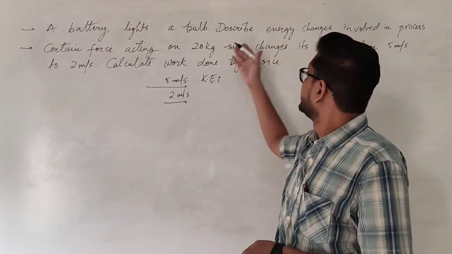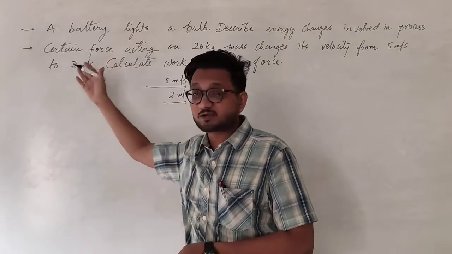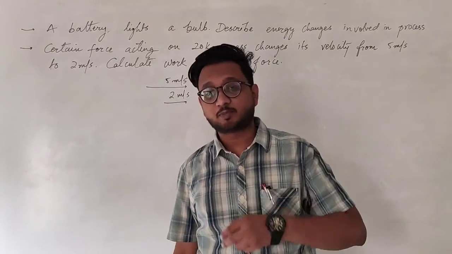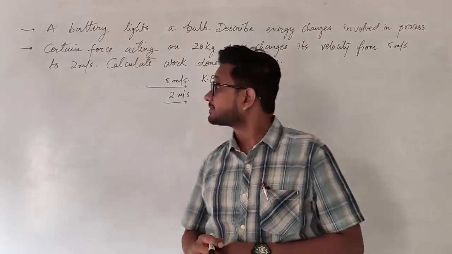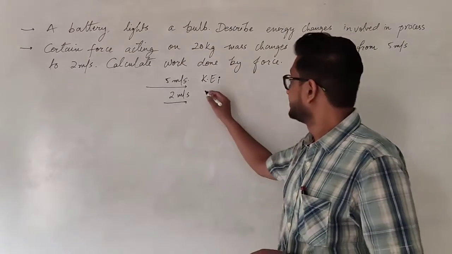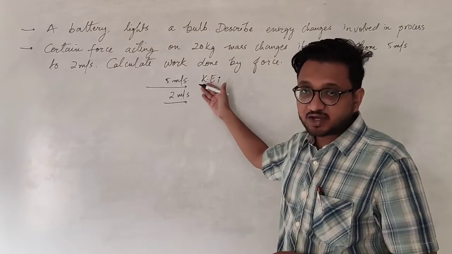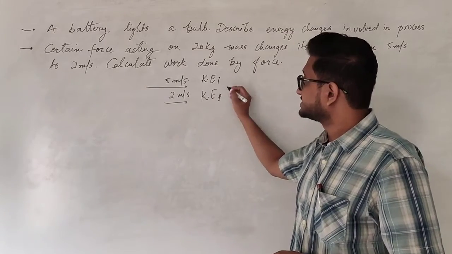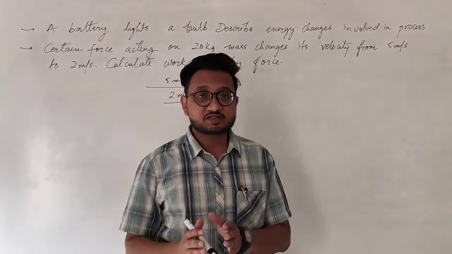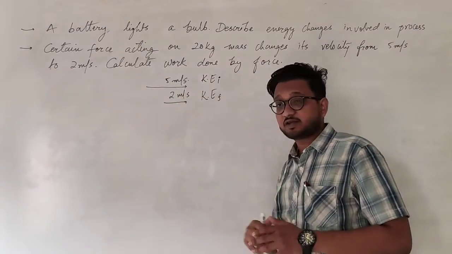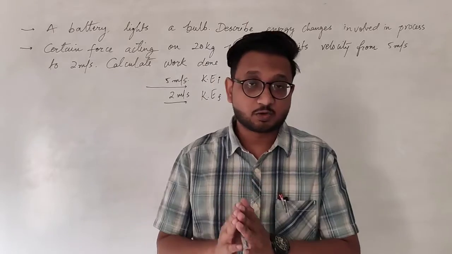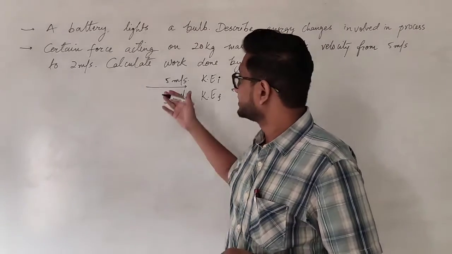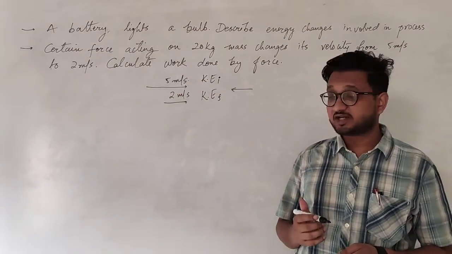So it was moving at 5 meters per second. Now a certain force is acting and the velocity is reduced to 2 meters per second. So it must be acting in the opposite direction in order to slow down the object. Calculate the work done by the force. So this was the initial kinetic energy with the initial velocity. Now 2 meters per second is the final velocity, so this is the final kinetic energy. And final kinetic energy is lower than the initial kinetic energy because work has been done to slow it down. The force acting in the opposite direction is doing certain work on this object, and that is why its speed is reducing.